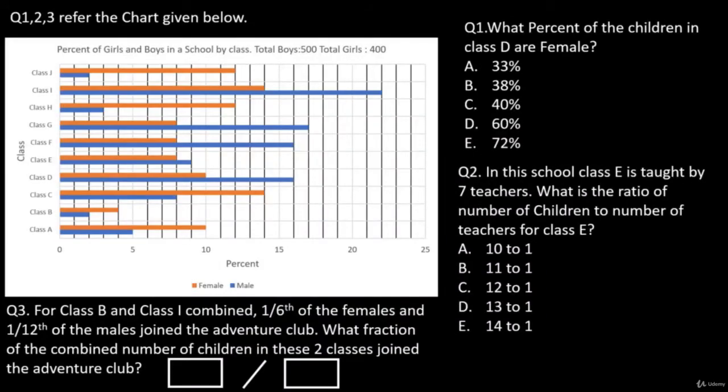So this is the first question set. Refer to the chart below for questions 1, 2 and 3. Now over here you have percent of girls and boys in a school by class. And it's given that the total boys is 500 and total girls is 400.